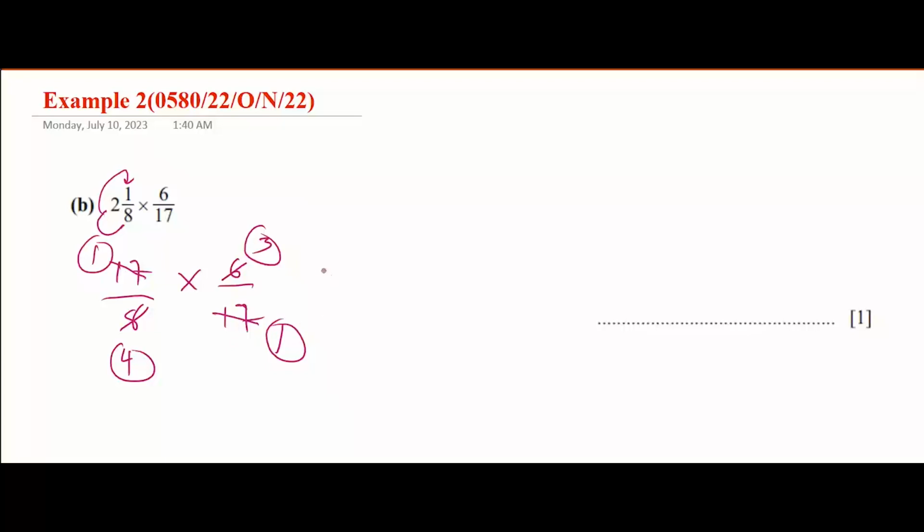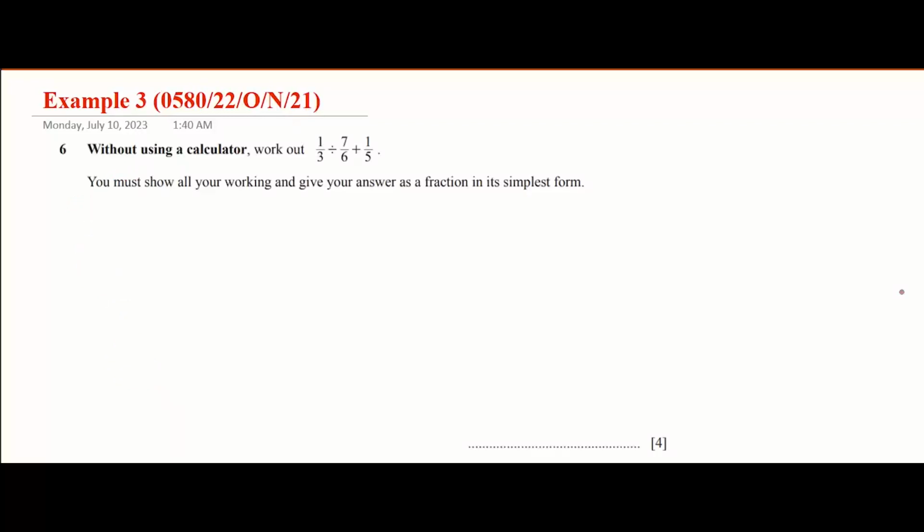So you can multiply directly. 1 by 3, that's the numerators. Then 4 by 1, that is the denominators. So this will give us 3 out of 4. So our final answer will be 3 out of 4. Let's go to the third one.